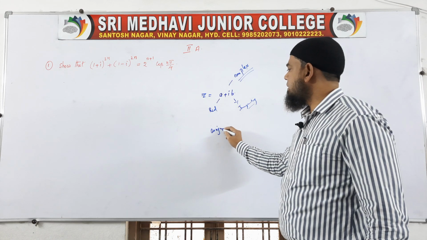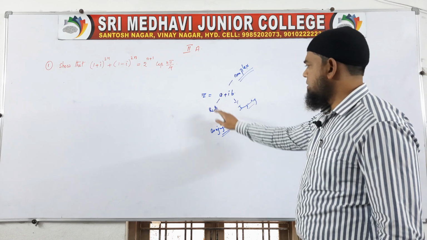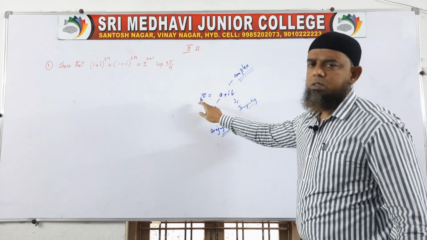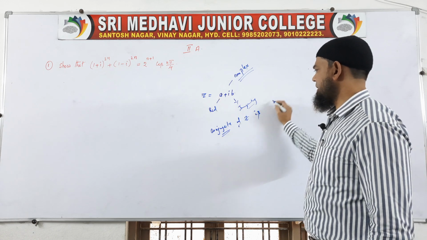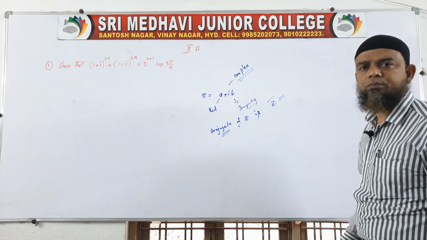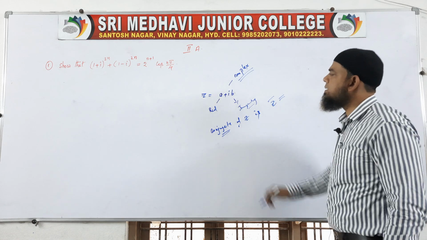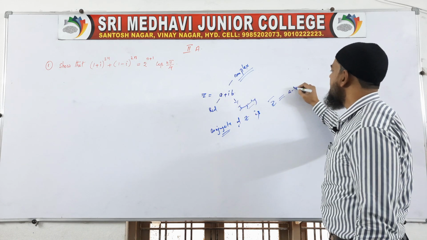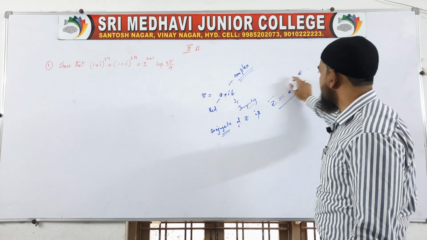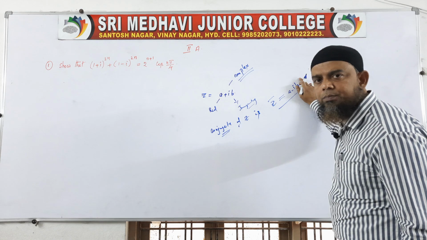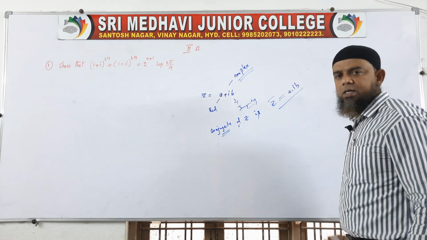Next, the conjugate of Z. Actually, this is not needed here, but for the sake of knowledge, I am telling you. Z is equal to a plus ib is the complex number. Then the conjugate of Z is Z bar. Z bar means in place of plus we write minus, a minus ib. Here a plus ib and a minus ib are called conjugates of each other.